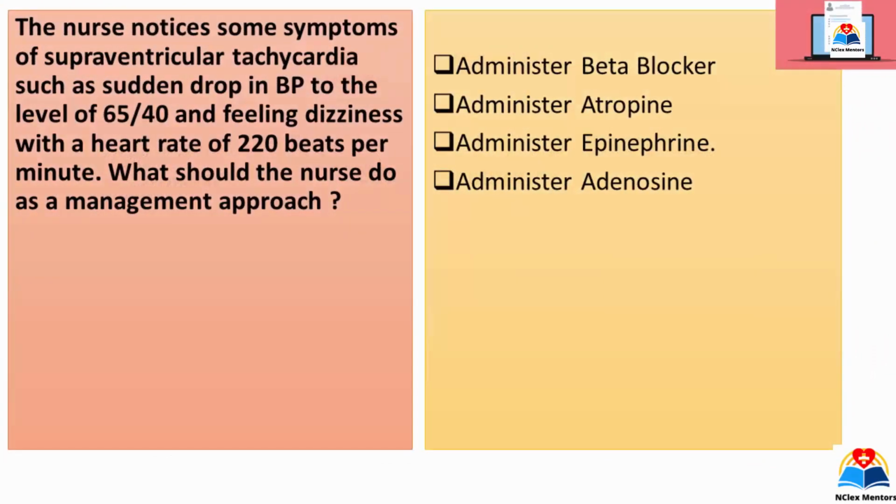Let's run the quiz. The nurse notices some symptoms of supraventricular tachycardia, such as a sudden drop in BP to the level of 65 over 40 and feeling dizziness with a heart rate of 220 beats per minute. What should the nurse do as a management approach? Your options are: administer beta blocker, administer atropine, administer epinephrine, administer adenosine. Your time starts.